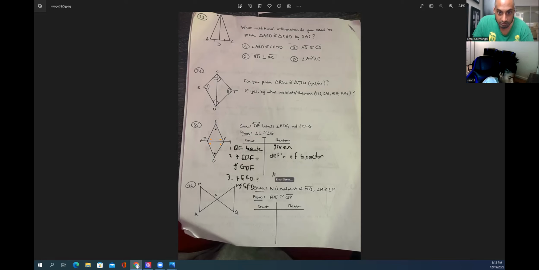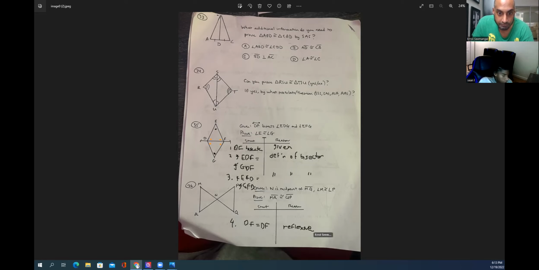And then number 4 would be DF is congruent to DF, and the reason is the reflexive property. Yeah, it's a common line. Exactly. DF equals DF, reflexive, or common line, reflexive.